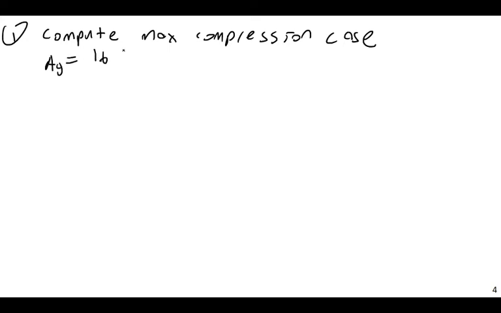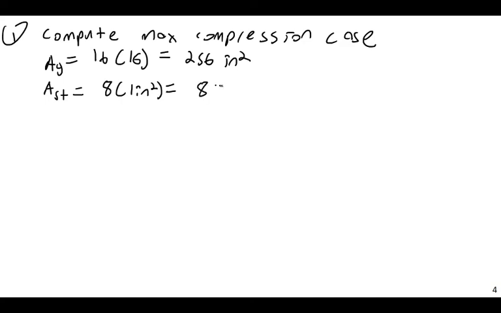This is going to be 16 inches times 16 inches, which equals 256 inches squared. And we know number 9 bars each have a cross-sectional area of 1 square inch. So the area of steel, Ast, is just going to be 8 times 1 square inch, or 8 inches squared of steel area.